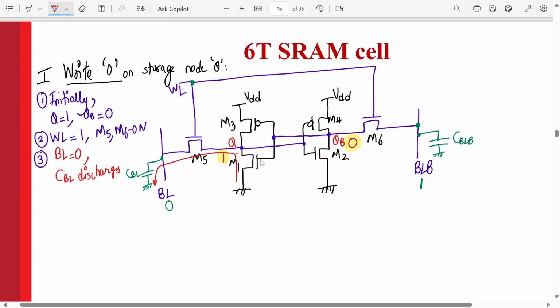So when it discharges, it changes to 0. The new voltage stored here is 0. When this charges entirely, it becomes discharged to 0. Now this is 1, so it will start charging. It will charge towards M6. So QB will now be storing 1 instead of 0. So my state has changed. I have written a 0 instead of a 1 on storage node Q. This is how I write 0 into the storage node.